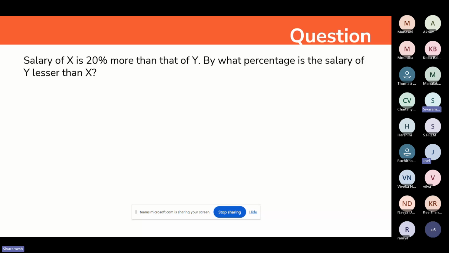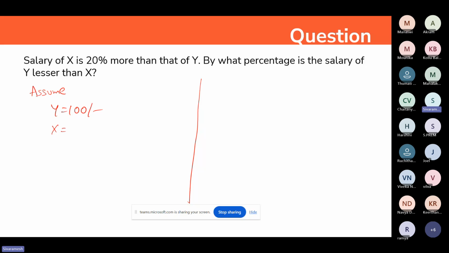16.66. Yes, very good. Super. Actually, this question we can solve in two ways. Okay, just listen. Here the salary of X is 20% more than that of Y. We don't know the salary of X and the salary of Y. I'm just assuming, just assume Y's salary is 100 rupees. Can you tell me what is the X salary now?